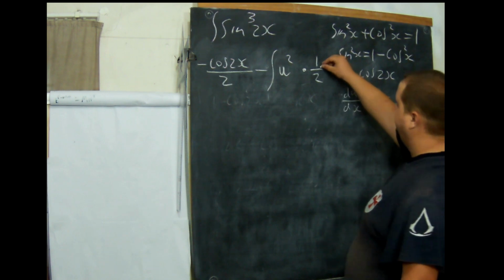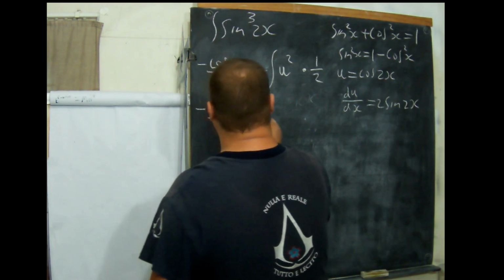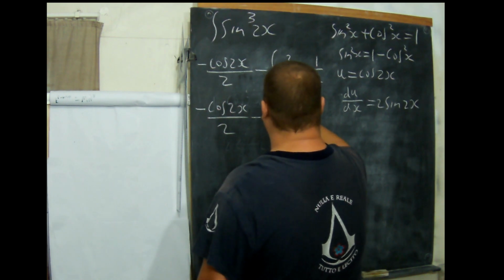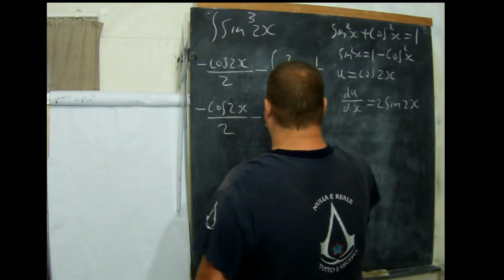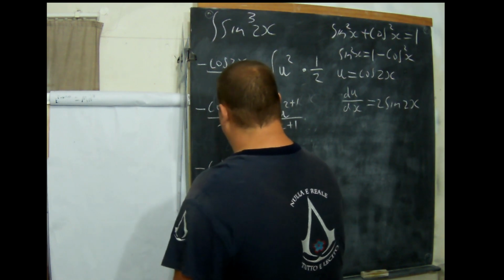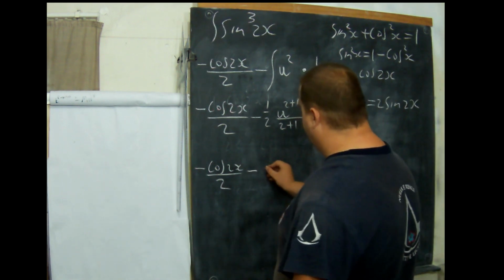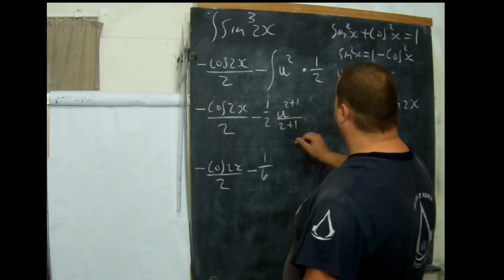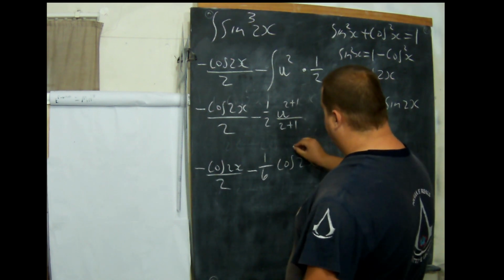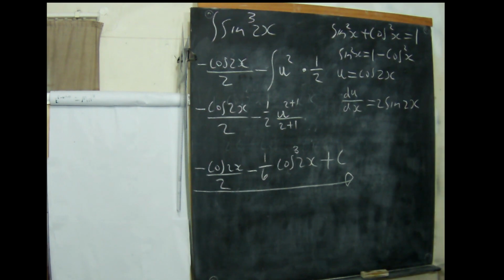Now all we have to do is take this and move it outside. So we got minus cos 2x over 2 minus a half u to the 2 plus 1 over 2 plus 1. Okay, so now what we got is minus cos 2x over 2, and 2 times 3 is 6, so minus 1 over 6, and u is cos 2x, so cos 2x to the power 3, plus c. And that is our final answer.